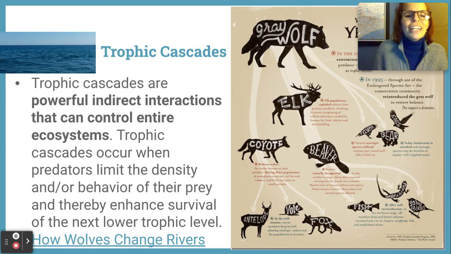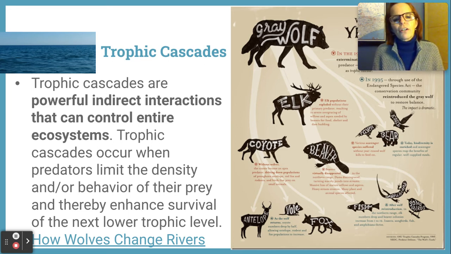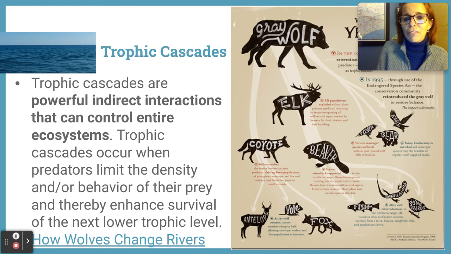This is a quote. Trophic cascades are powerful indirect interactions that can control entire ecosystems. Trophic cascades occur when predators limit the density and or behavior of their prey and thereby enhance survival of the next lower trophic level. Okay, that's a lot of words, and once you watch the video, it'll make total sense.